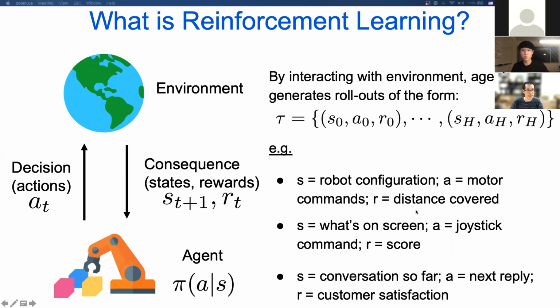So we can apply RL to various problems based on how we define state, action, and reward. For example, if we define robot configuration as a state, motor control as an action, and the distance to the target object as a reward, we can use RL to control the robot. And if we define the game screen as a state, joystick commands as actions, and score as a reward, we can train RL agents to solve video games. And we can also use RL to obtain a language model by defining the conversation so far as a state, the next reply as an action, and customer satisfaction as a reward.